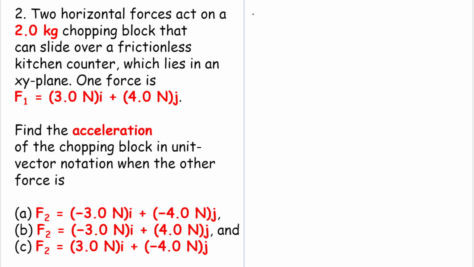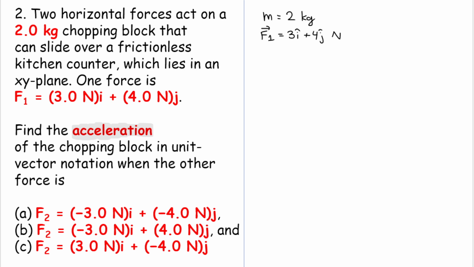So we will have the mass of the block that will be 2 kilogram. And there are two forces that act on the block. So we are given that F1 here in unit vector notation is 3I plus 4J, and the unit is Newton. And we are asked about the acceleration.